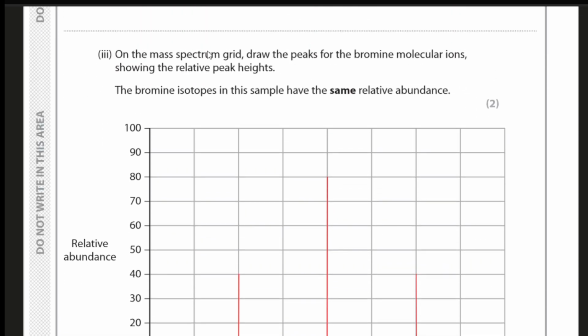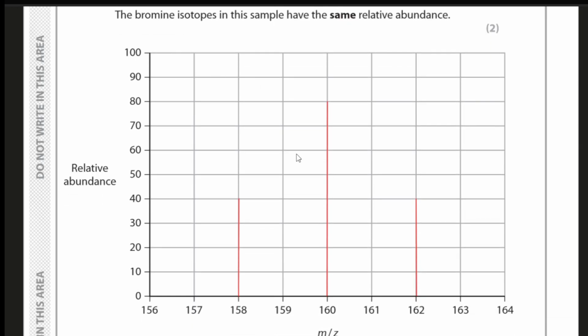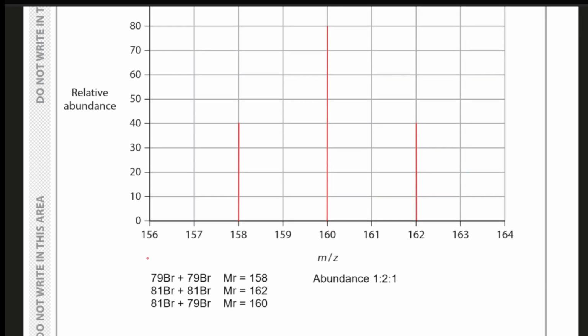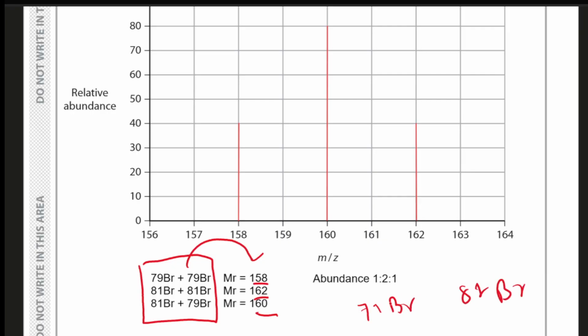Now moving on, they have provided you a mass spectrum. You can see, draw the peaks. They told you to basically draw the peaks for the bromine molecular ions, showing the relative peak heights. Now these are the combinations, and based on the combination summation, we can see that the molar masses come at around 158, 162, and 160, because naturally we can find bromine-79 and bromine-81.